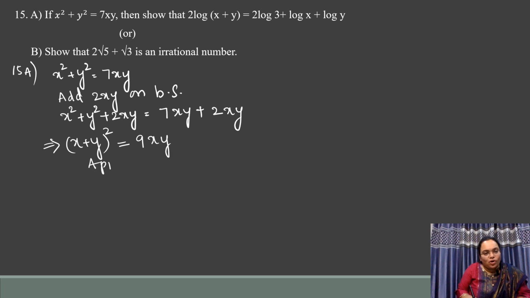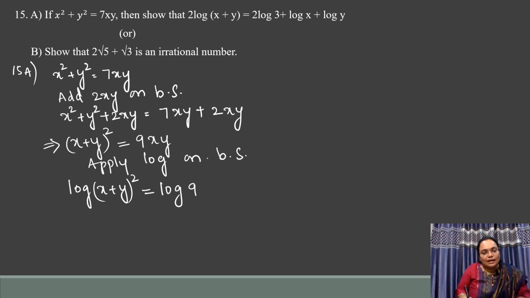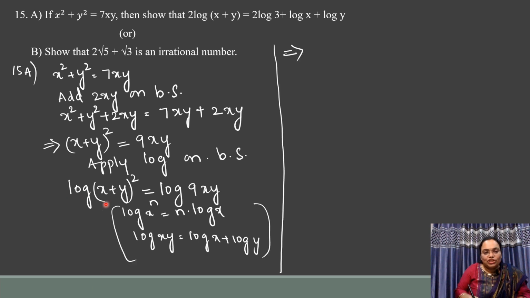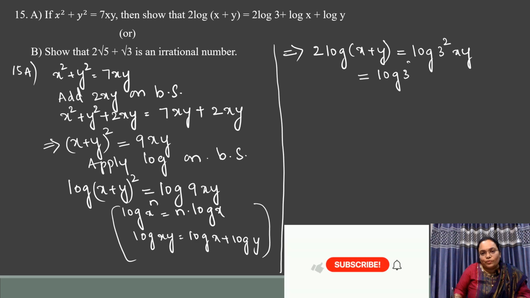(x plus y) whole square is equal to 9xy. Apply log on both sides. Log of (x plus y) whole square is equal to log 9xy. So this will change to 2 log (x plus y) equals log 9, which can be written as 3 square, times xy. We know that log xy is log x plus log y. This will be log 3 square plus log x plus log y.